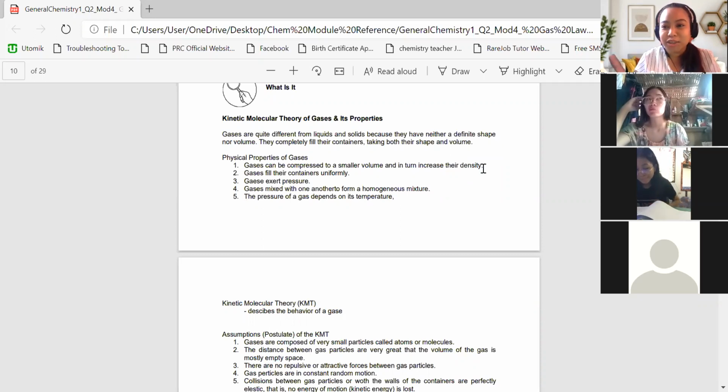Do you know what pressure is? Unsay pressure? Dako nga force. Very good. Force. What else? Unsa pa ang factors nga naka-involve sa pressure? Heat. Okay. When we say pressure, it is the force exerted on a certain area. So, it's force and area.